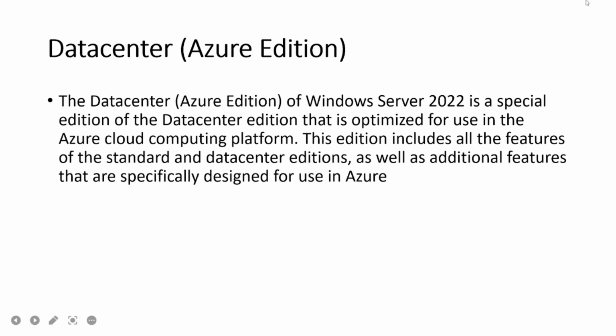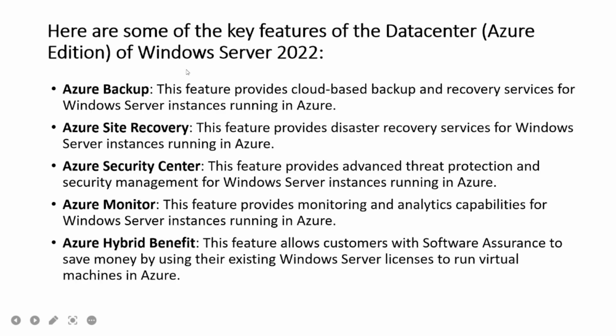So there are some features that come with the Azure edition. The first one is Azure Backup. This feature provides cloud-based backup and recovery services for Windows Server instances. And Azure Site Recovery is a disaster recovery service, like a backup service.